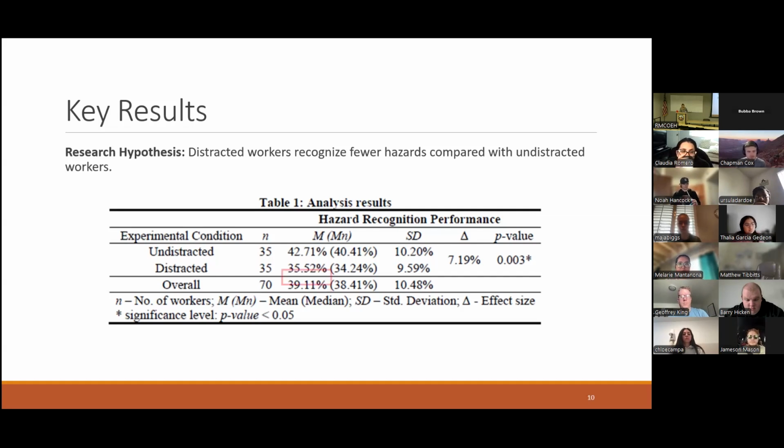And from this test, the undistracted workers had a hazard recognition performance of 43%, and the distracted workers had a hazard performance of 35.52%, with the difference being about 7. So as you can see, the p-value is very small. So they found that distracted workers do recognize fewer hazards than undistracted workers.